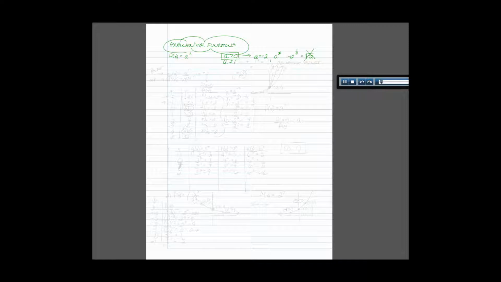All right, why does a have to not equal 1? Well, think about it. What if a did equal 1? 1 to any power is just 1. So then what you would have would be a constant function, and no longer would it be exponential. So those are the two limitations on the a.